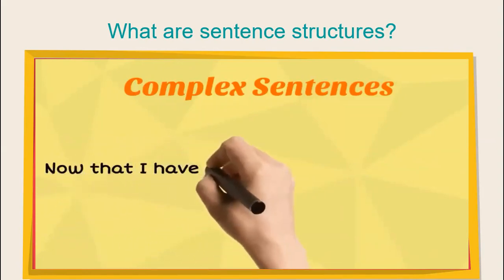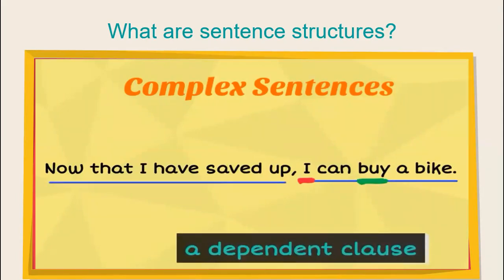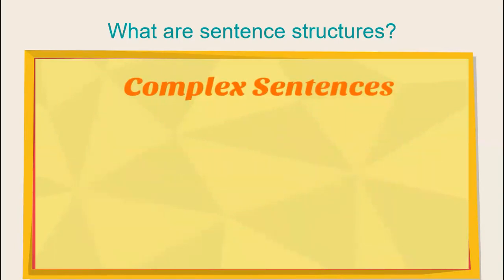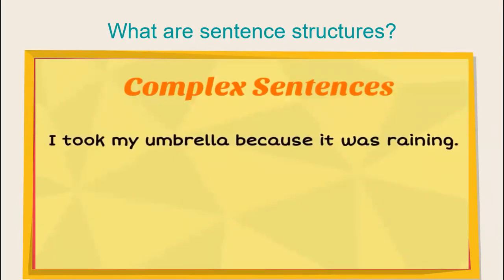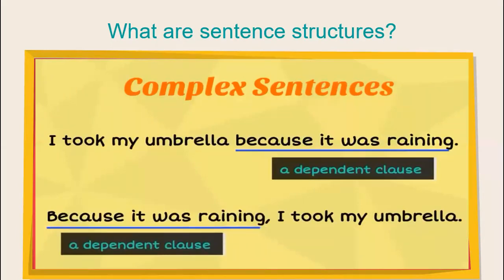Let's look at another example. Now that I have saved up, I can buy a bike. This is an independent clause because it has one subject, one verb, and is a completed thought. This is a dependent clause because it's not a completed thought. The dependent clause can go at the end of the sentence, like this, or it can go first in the sentence, like this. Notice that if the dependent clause begins the sentence, we use a comma to separate the clauses.